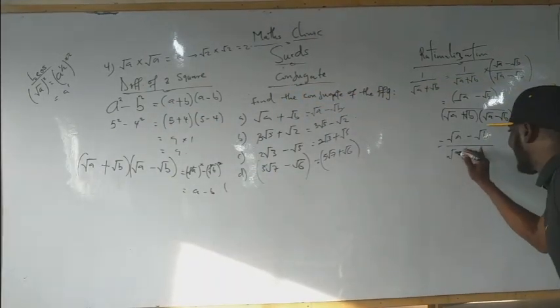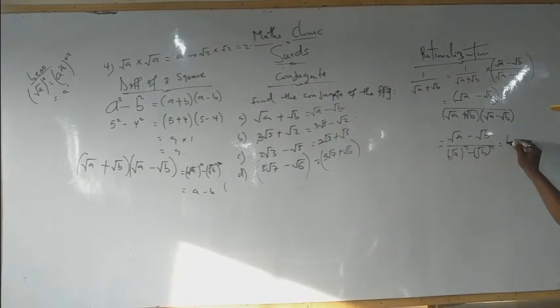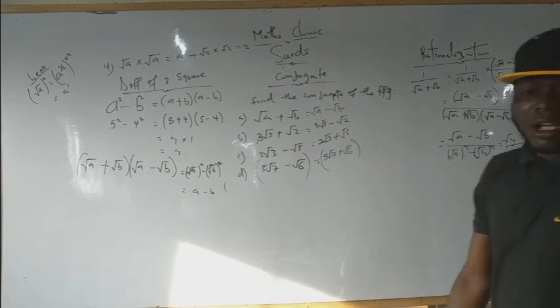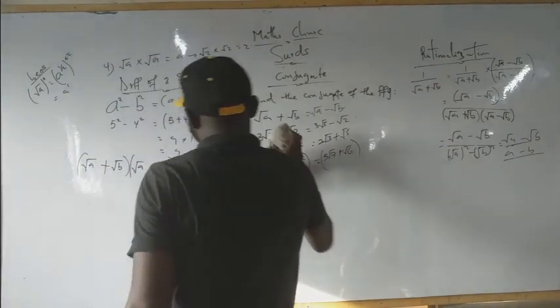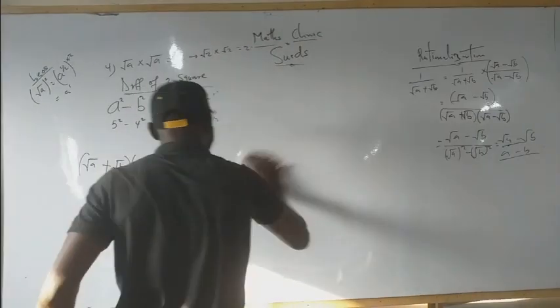That would be root a squared minus root b squared, so what would that be? That would be root a minus root b, everything over a minus b. Alright, let's move further, on to rationalization.